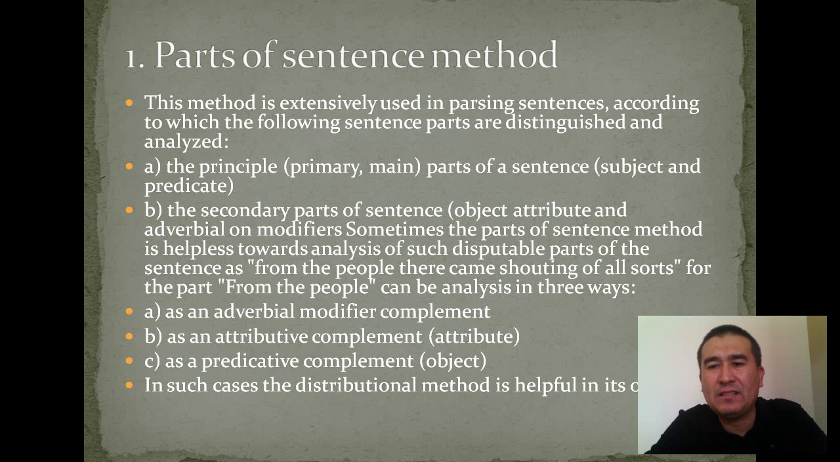Sometimes the parts of sentence method is helpless towards the analysis of such disputable parts of the sentence as "from the people" in "From the people there came shouting of all sorts." The part "from the people" can be analyzed in three ways: A, as an adverbial modifier; B, as an attribute; C, as a predicate complement object. In such cases, the distributional method is helpful in its own way.